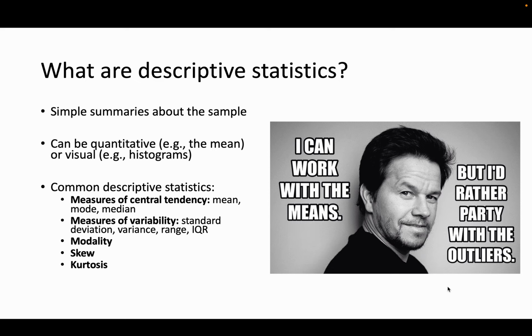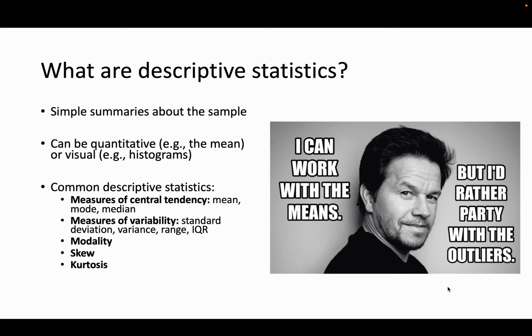Okay, so first, what are descriptive statistics? Broadly, they are simple summaries about the sample that we've collected. And this can include a number of different things that can be quantitative in nature. So, for instance, things like the mean, the standard deviation, the median, the variance, range, interquartile range, modality, that is, what is the most common number that occurs within the data set, as well as the skew, which is how much the data set may shift to one side or the other, and then the kurtosis, or how clustered the data are as well.